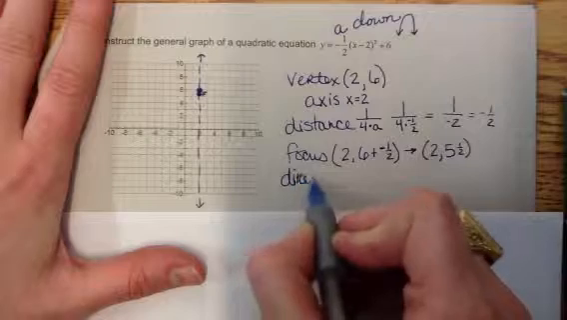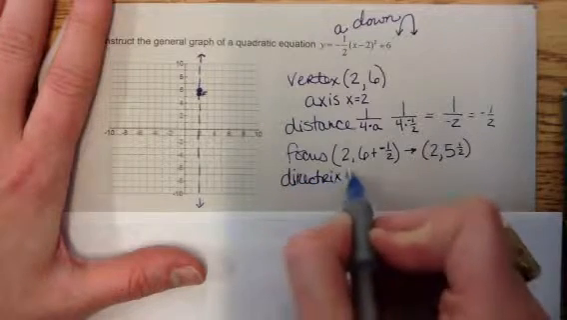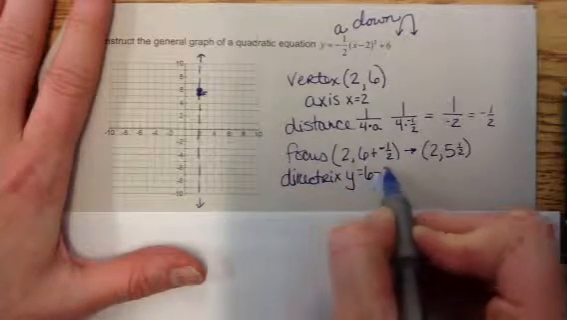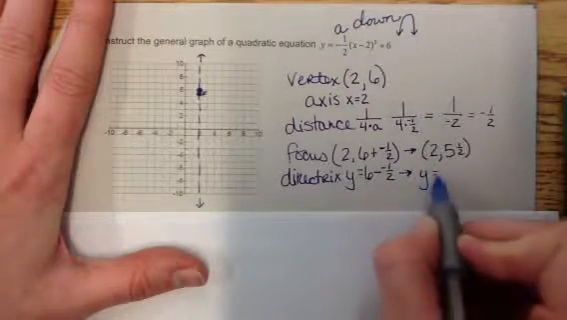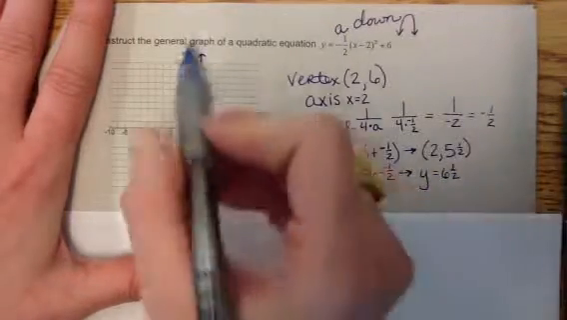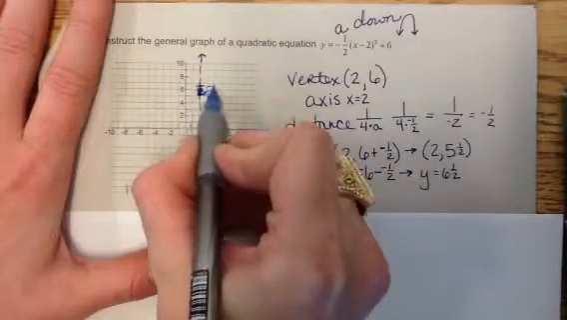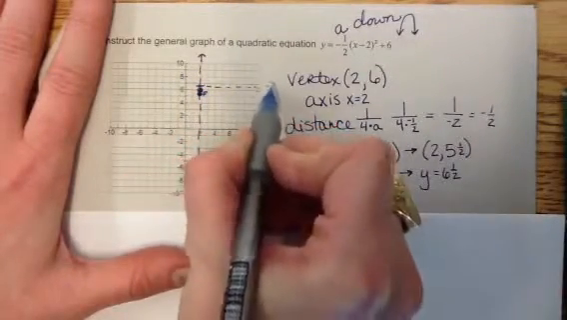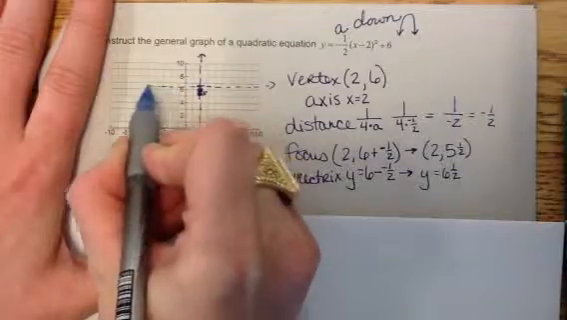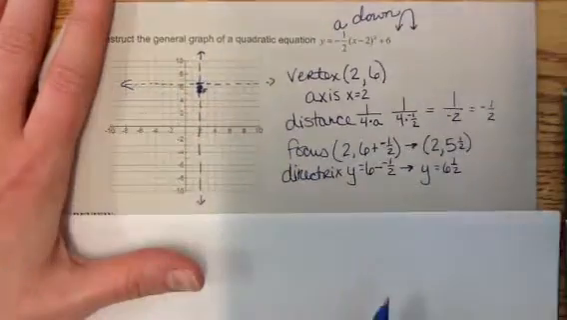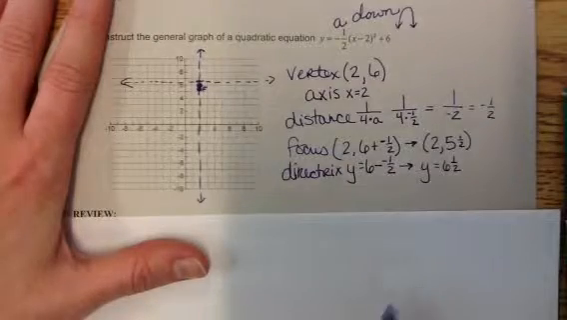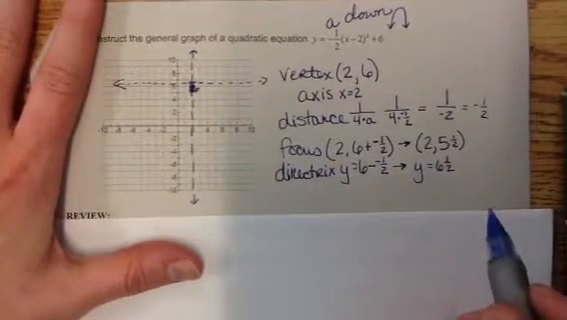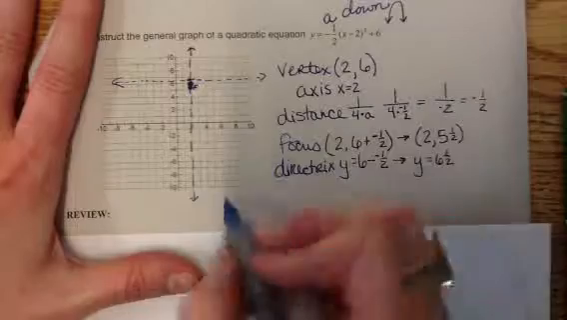For the directrix, you do the same thing except it's y equals, and we're going to subtract the negative 1/2. So we get y equals 6.5. Now, the directrix, remember, is a line, not a point. So there's my directrix. So we have everything on the graph we need, and now we're going to do our shifts.